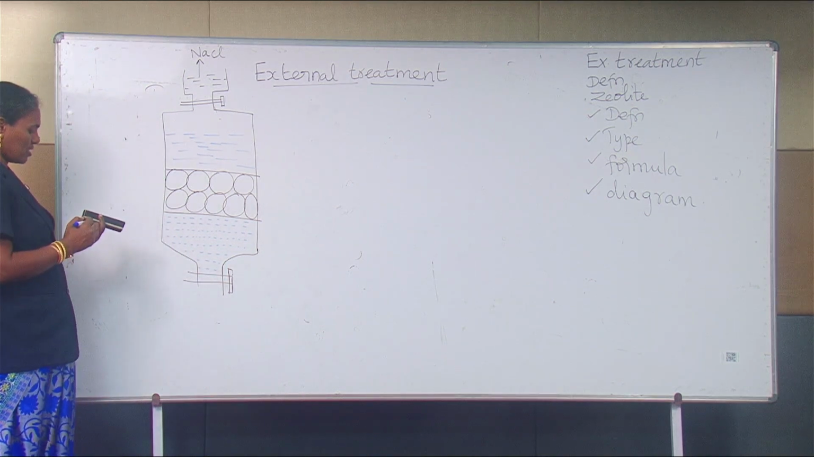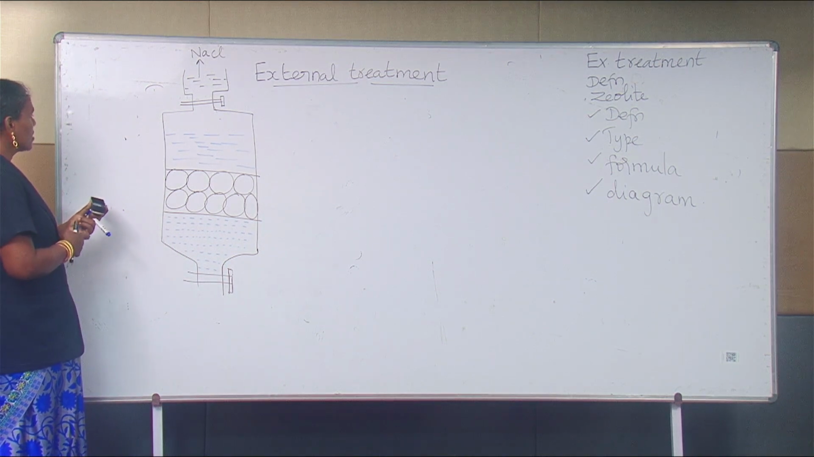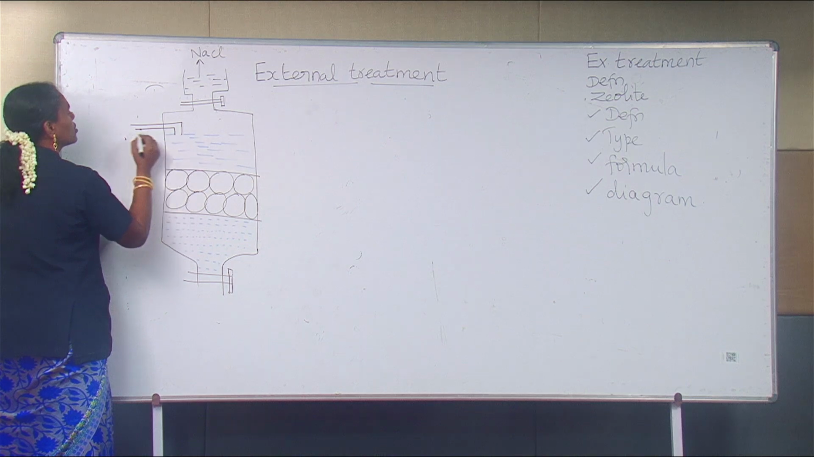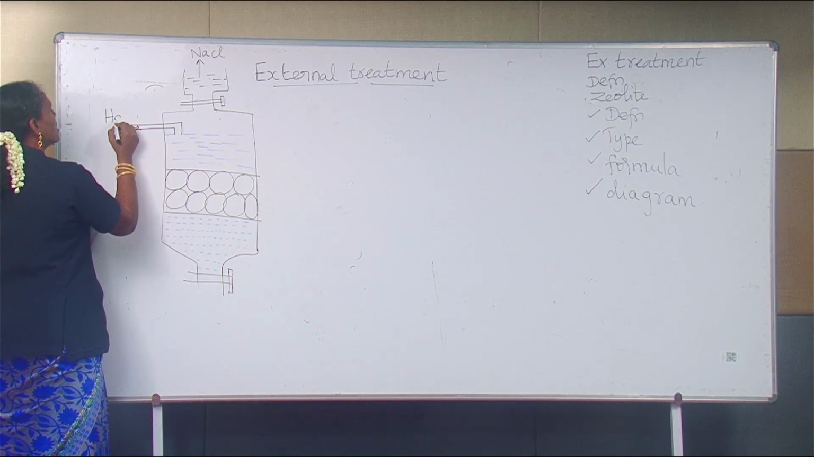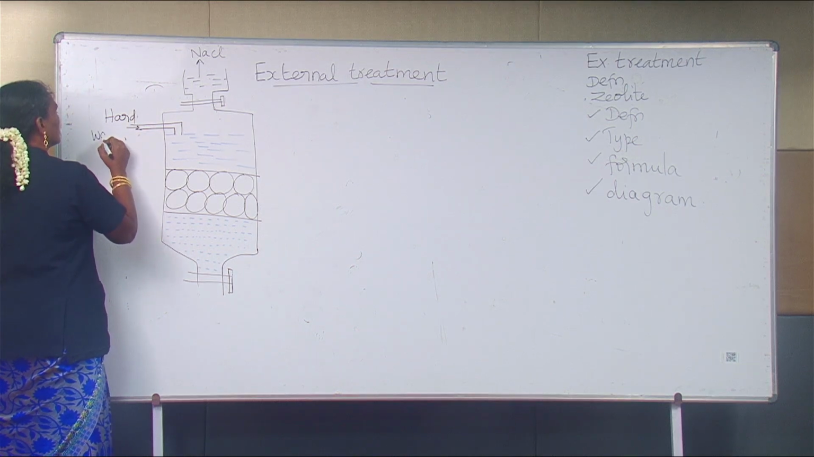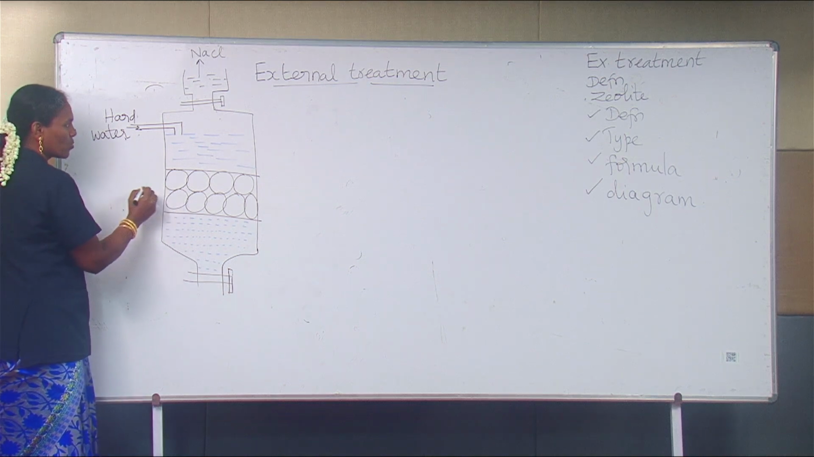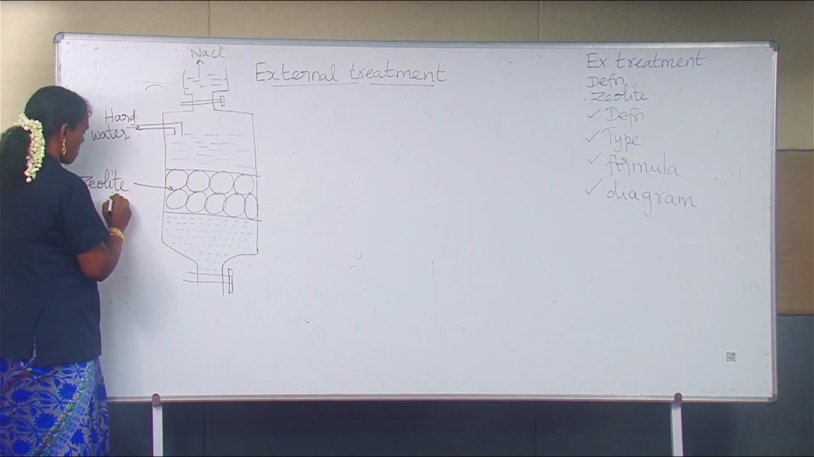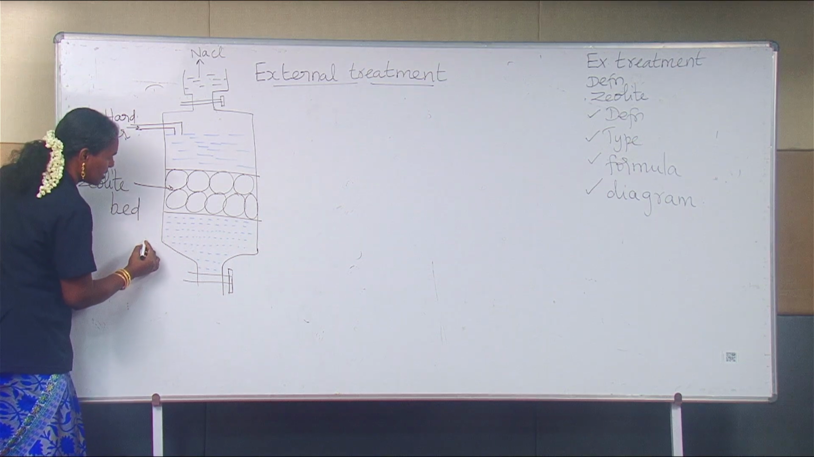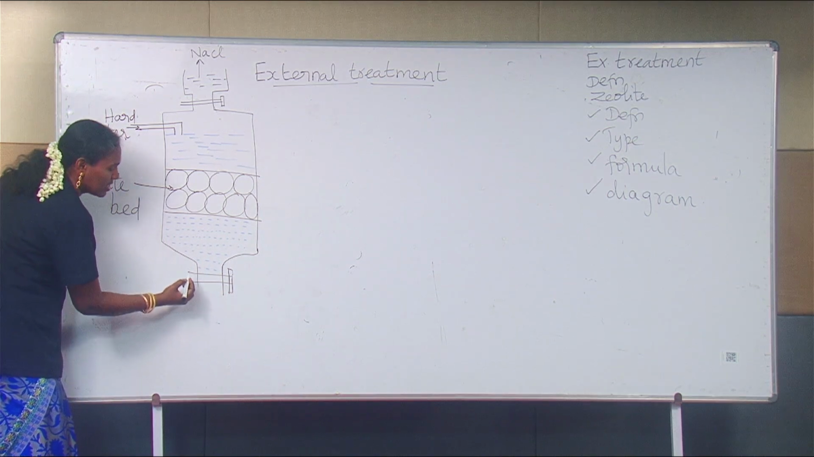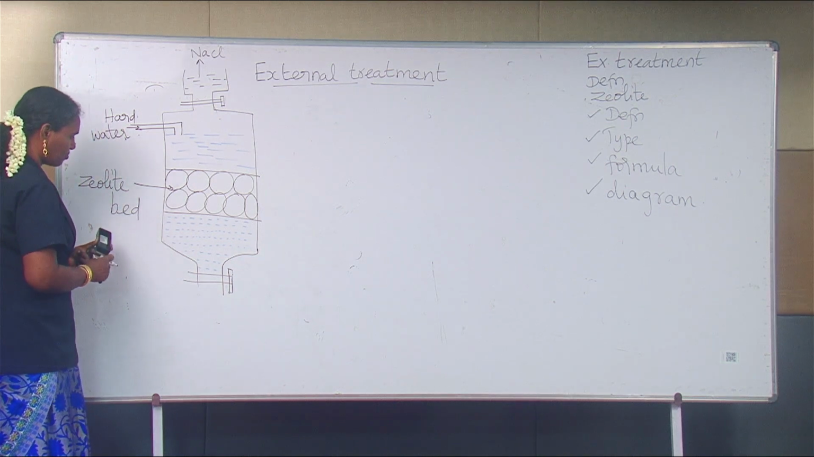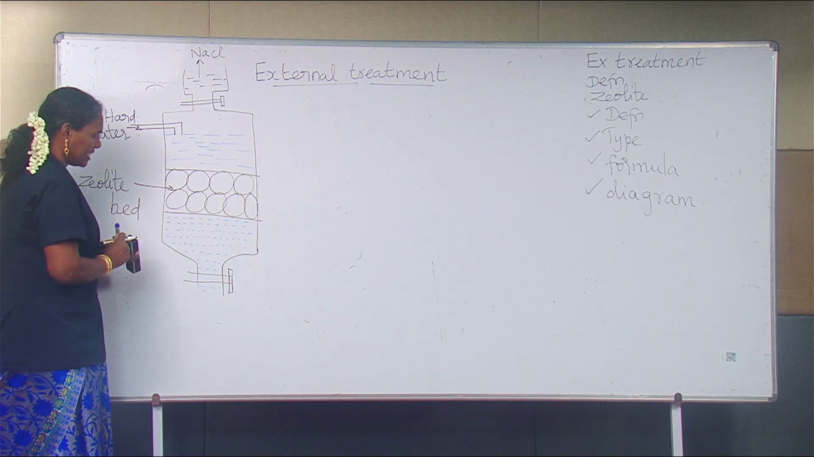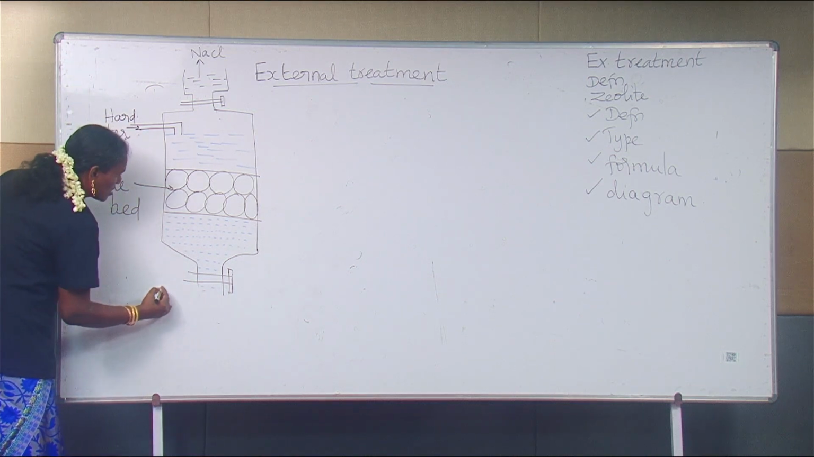So, we can mark the points for this. Here I can put one inlet. What is this one? This is hard water. And what is this one? This is the zeolite bed. What we are collecting here is called soft water. If you open this knob, automatically we can collect. That water is called soft water.